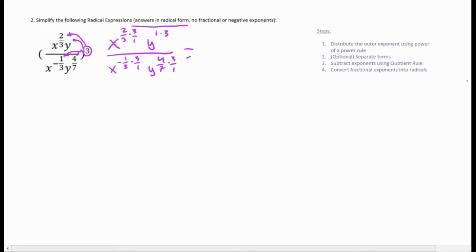First of all, x to the power of 2/3 times 3 over 1 is 6 over 3, which simplifies to 2. Then 1 times 3 is just 3. Negative 1/3 times 3 over 1 is negative 3 over 3, or just negative 1. And then y to the power of 4 over 7 times 3 over 1 is going to be 12 over 7.